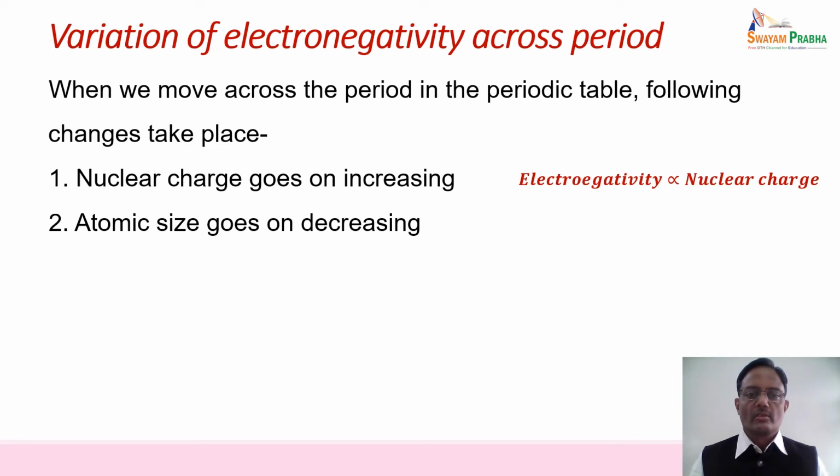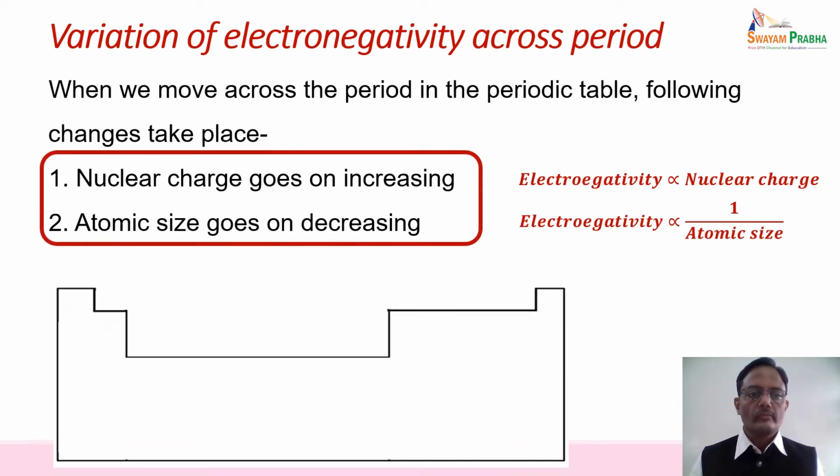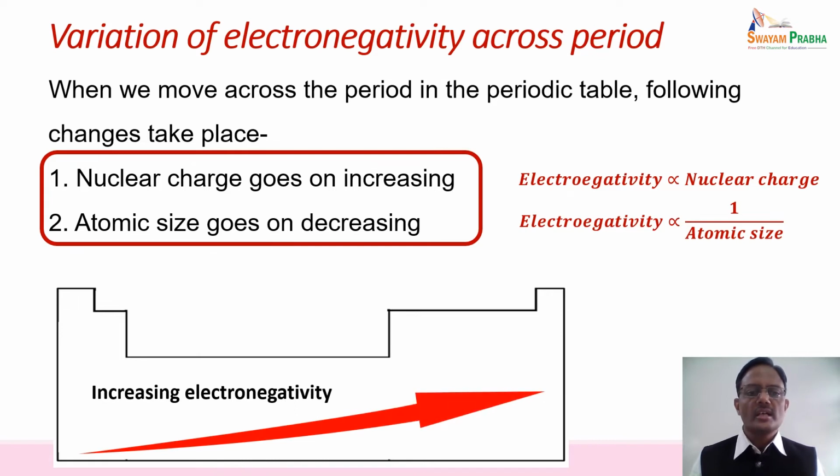The second factor which goes on varying from left to right is the atomic size. The atomic size goes on decreasing from left to right in a periodic table. This we have already discussed in previous lectures. This is due to the increase in the effective nuclear charge, and hence we can summarize that since electronegativity is inversely proportional to atomic size, the net effect of both of these factors will be a continuous increase in the electronegativity from left to right in a periodic table. So electronegativity goes on increasing from left to right.